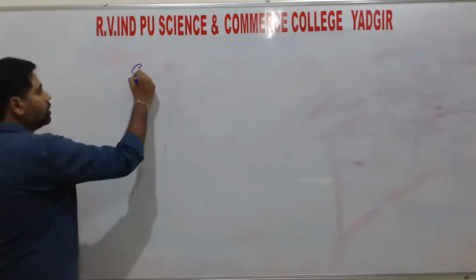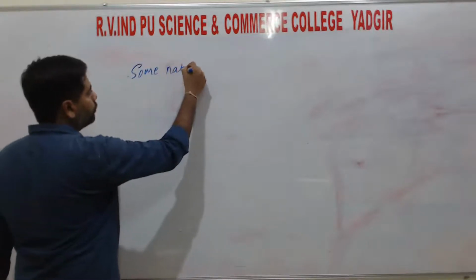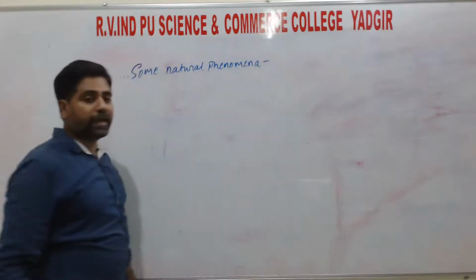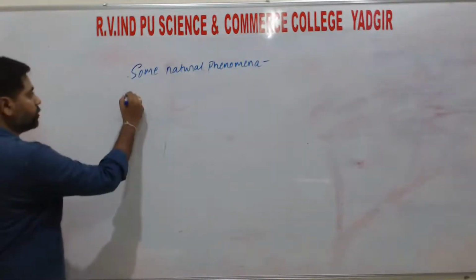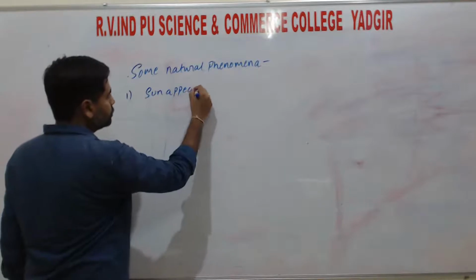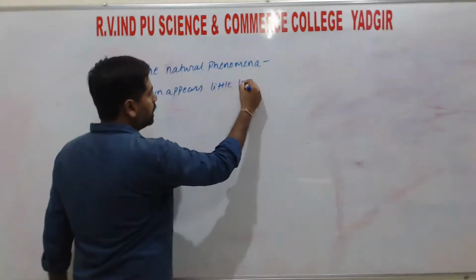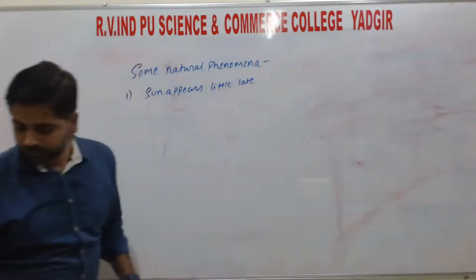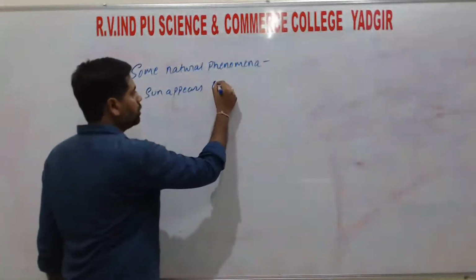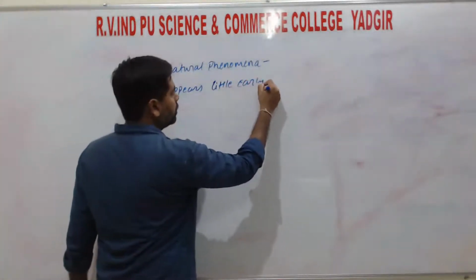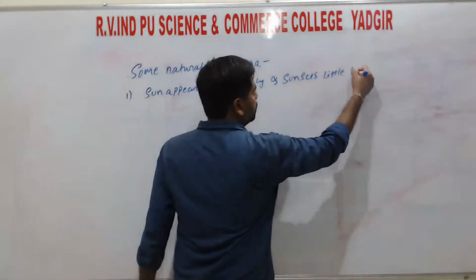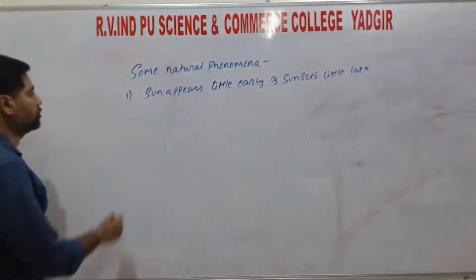Now some natural phenomena which we observe in the atmosphere, right? In that, the first one is the sun appears a little early, and sunset happens a little late, right?